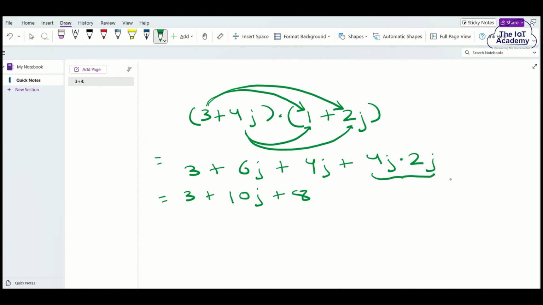Now here's the thing about j. This is a complex number. When you multiply j by j, it becomes j squared, and one of the properties of j squared is that it's always equal to -1. That's what makes it a complex number. And the reason it's called complex is because ideally you cannot take the square root of a negative number.